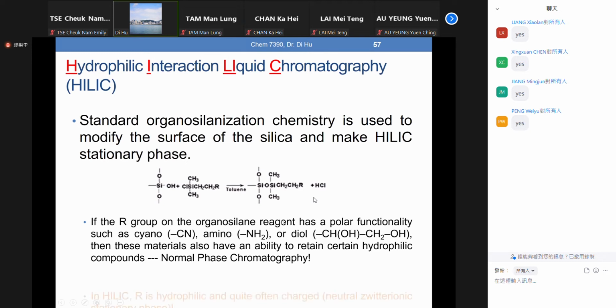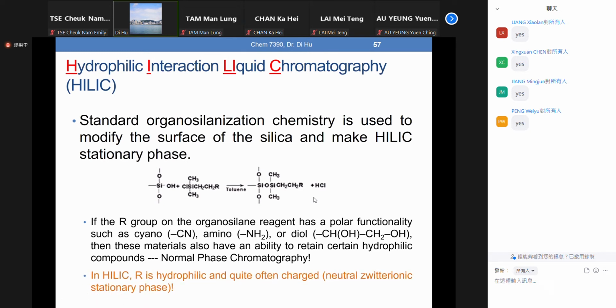So you may want to ask the question: since you already have this one, why are you still using HILIC? Wouldn't it be the same thing? What is the difference between the stationary phase of HILIC and normal phase? They both retain polar compounds, but how can we know which one to use, and which one is better in which situation?